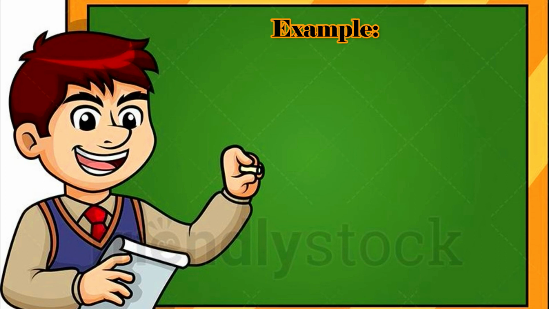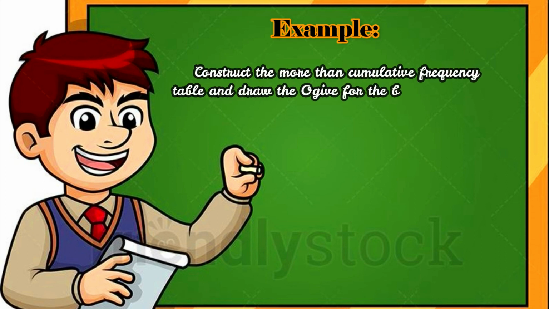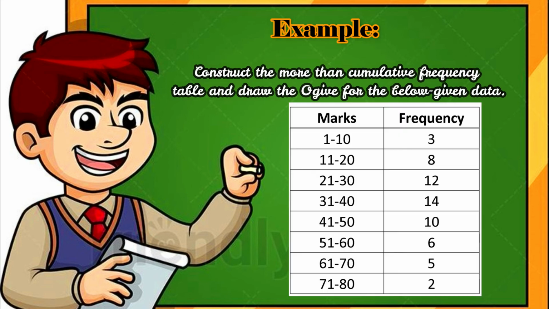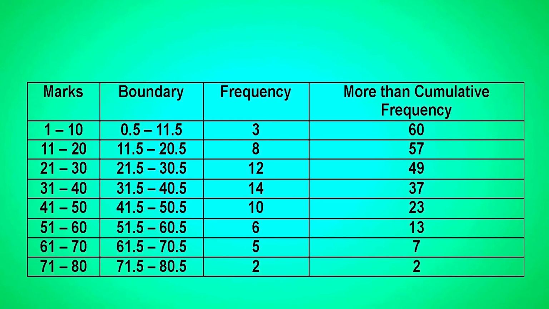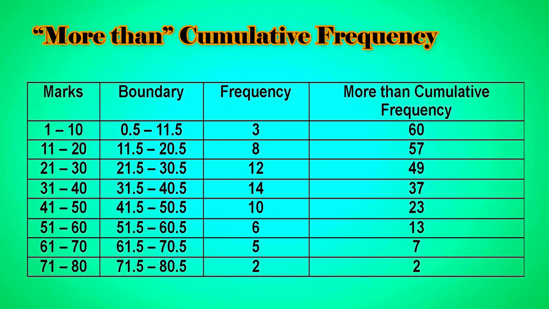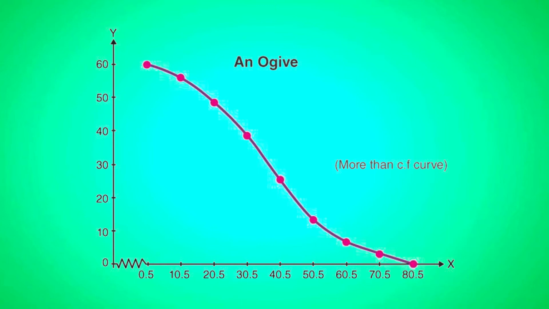So for example, construct the more than cumulative frequency table and draw the ogive for the data given below. So this is our more than cumulative frequency table. As you can see in the table, there are marks, boundary, frequency, and more than cumulative frequency. Through our cumulative frequency table, we can now make our ogive. So here it is.